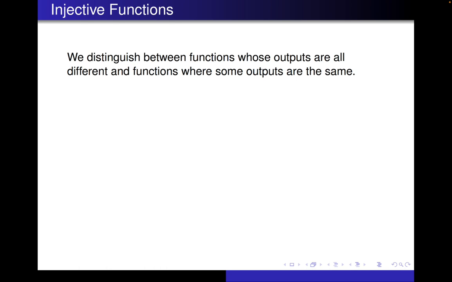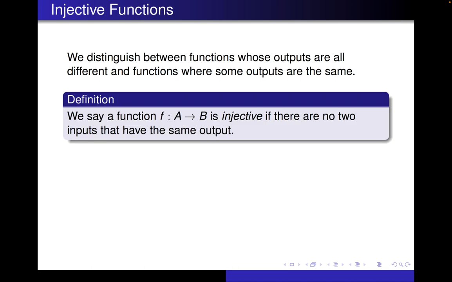Now, looking at that second example, what we'd like to do is distinguish between functions whose outputs are all different and functions where some of the outputs are the same. In that second example, some of the outputs were the same, and we want to distinguish those from functions where the outputs are all different. For that, we're going to give a name: injective. What we mean by injective is that there are no two inputs that have the same output. That means all the outputs are different for different inputs.